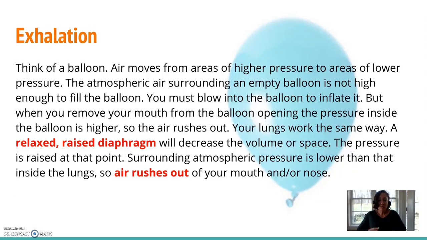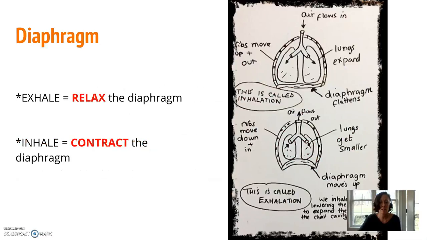That relaxed, raised diaphragm decreases the volume or space in the balloon. When that pressure goes up as it's moving the diaphragm in, it's causing a higher pressure in the chest, and it's making you open your mouth and letting air out into the surrounding atmospheric pressure that is lower than what was in your lungs. So air moves out of your mouth and nose into the space.